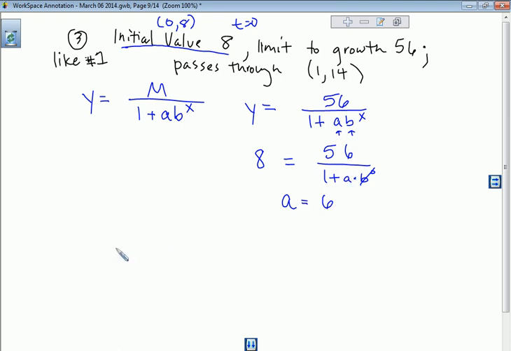Okay, so A is 6. So now we've got y equals 56 over 1 plus 6 B to the x. Now we just have to figure out B. How do we do that? Plug in 1 and 14. So now we plug in 1. We plug in 14. And so I'd get 1 plus 6b. And I'm going to go ahead and do the 56 divided by the 14.